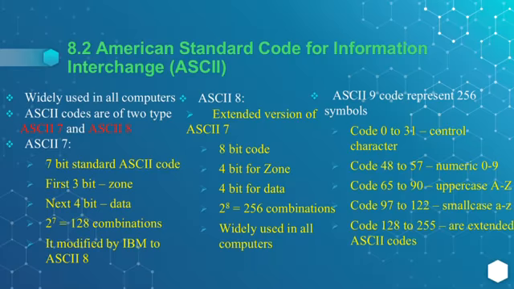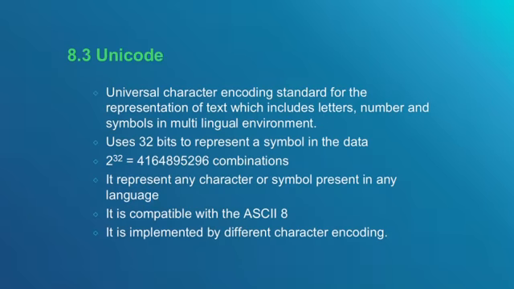And the last binary coding system is Unicode. Unicode is a representation of text, including letters, numbers and everything. Here we are using 32 bits. That means nearly 4 billion combinations, which are used to represent data of any language, Latin, Japanese, Hindi, anything. Unicode is compatible with ASCII values also. ASCII combinations are recognized by Unicode too.